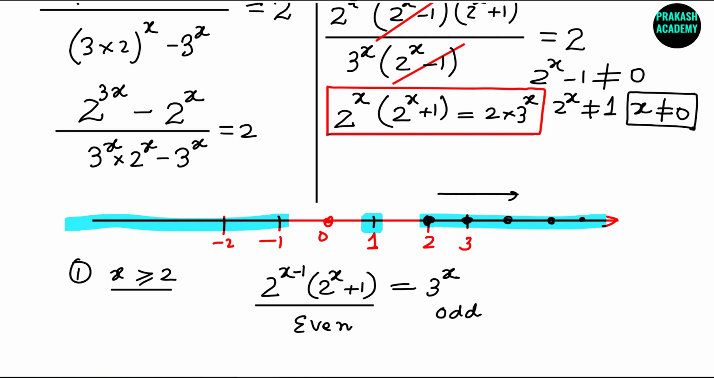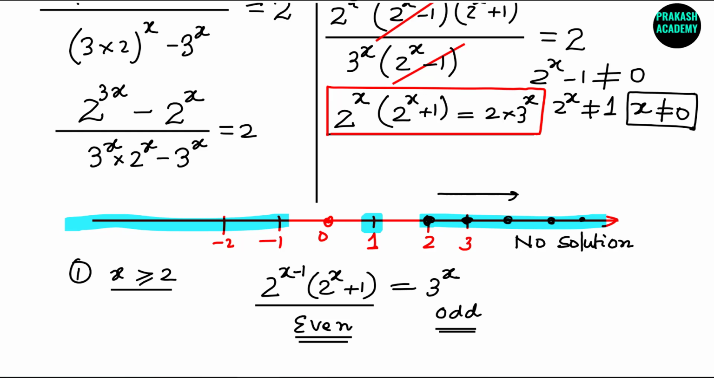Because 2 raised to the power 2 minus 1 is 2, then if you multiply by 2, this will become even. So on one side you have even, and on the other side you have odd. This is not possible. So there is no solution greater than 2. In this region, there is no solution.